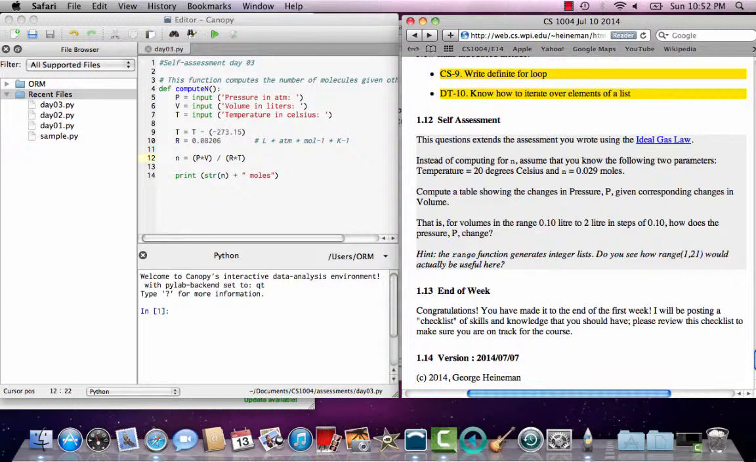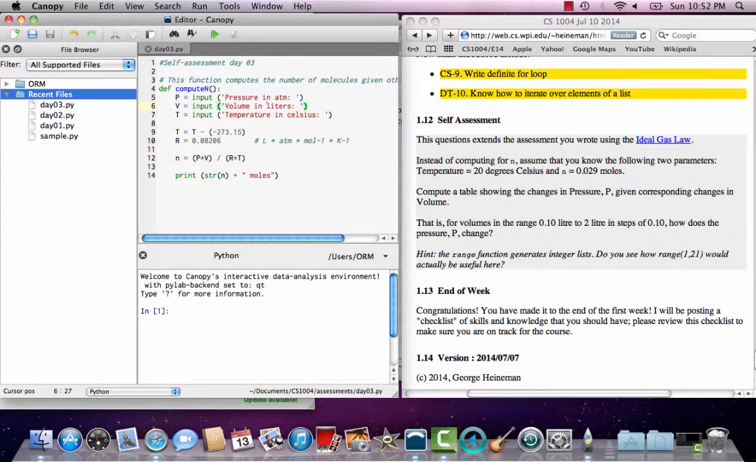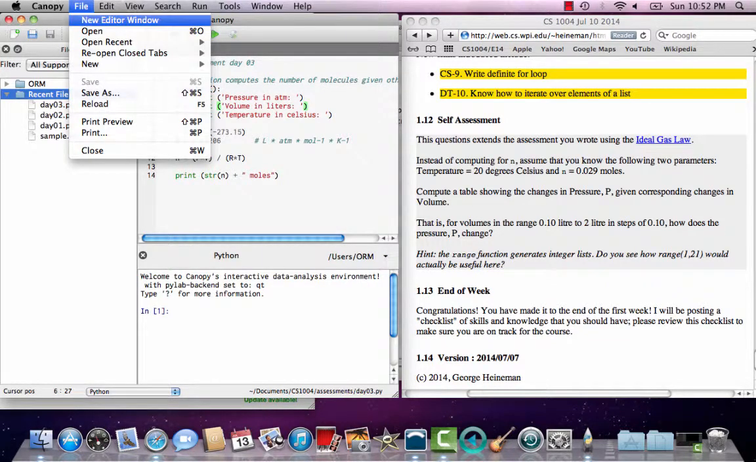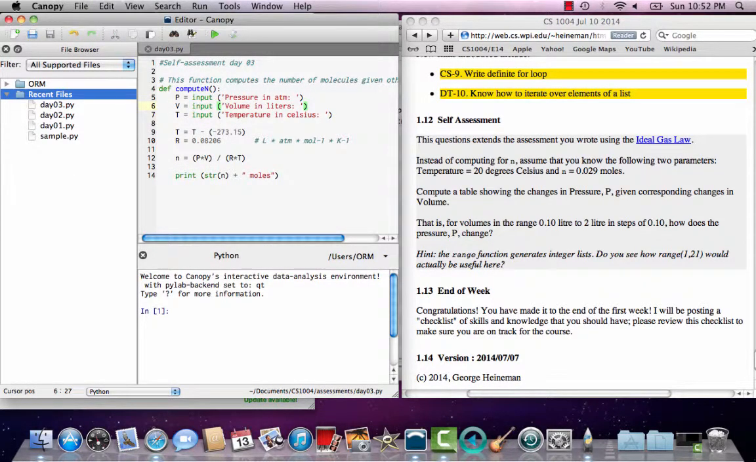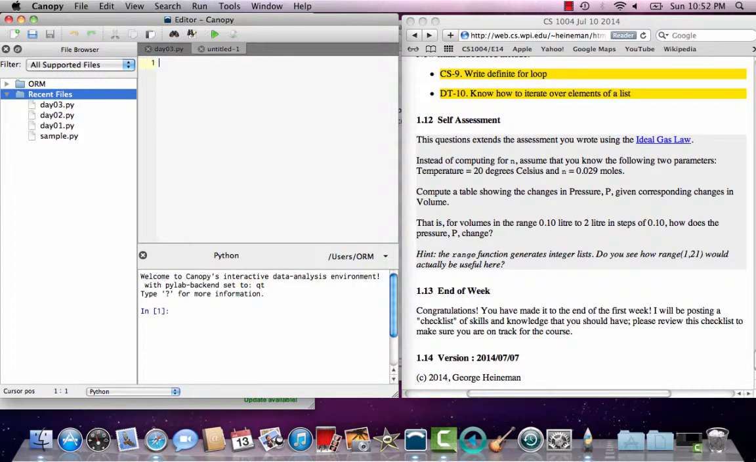So the volumes are going to range from 0.1 liters to 2 liters in steps of 0.1. And I want to print a table to go along with that. There's a lot of things going on here, and we have to figure out how to break this down. So let's start in Canopy by creating a new file where we're going to do all of our work. This is going to be the day 4 assessment.